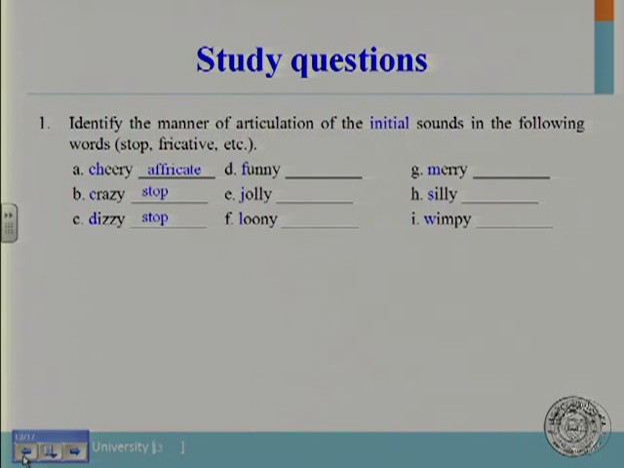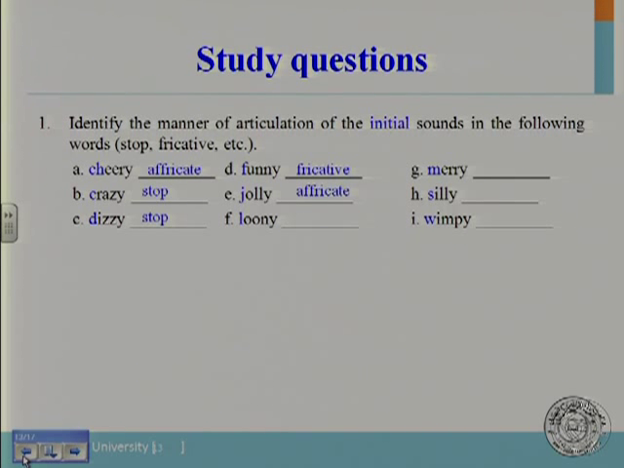Funny. F. It's a fricative. It's a fricative sound. Jolly. Next. This sound, jolly, is called affricate. It is an affricate sound. Next is loony.